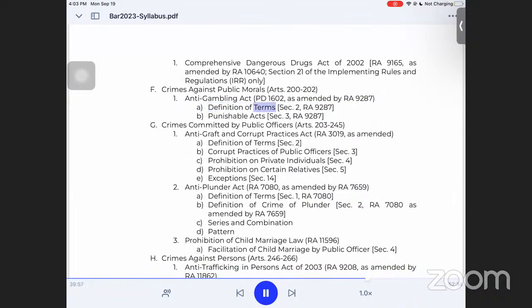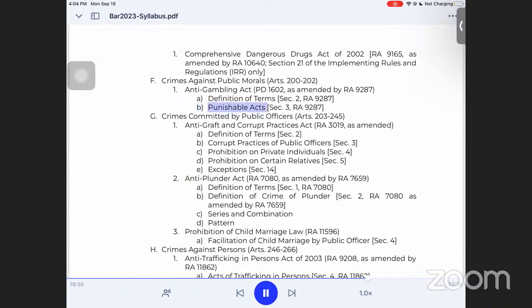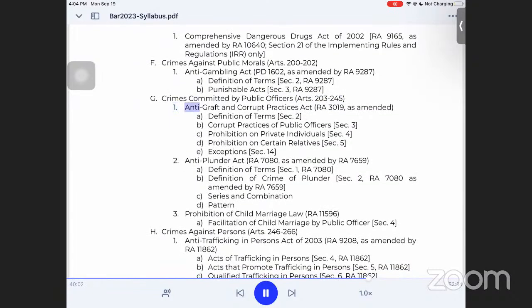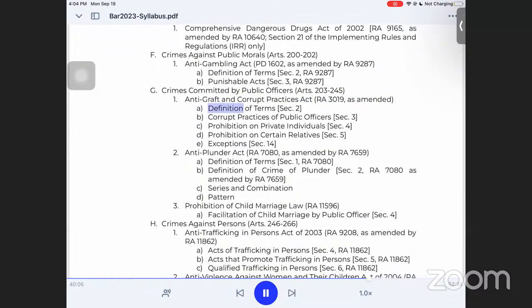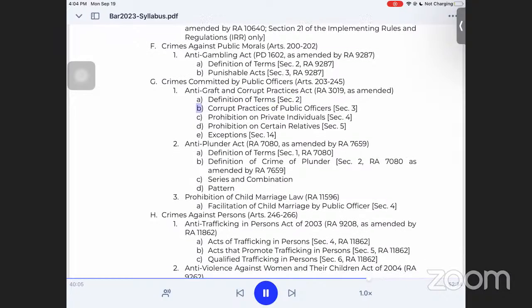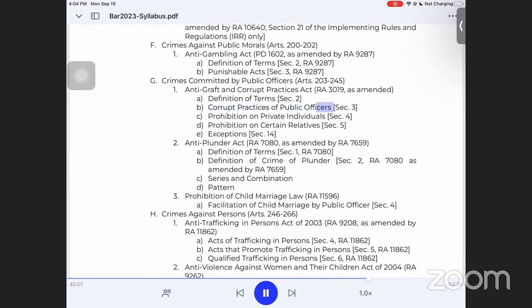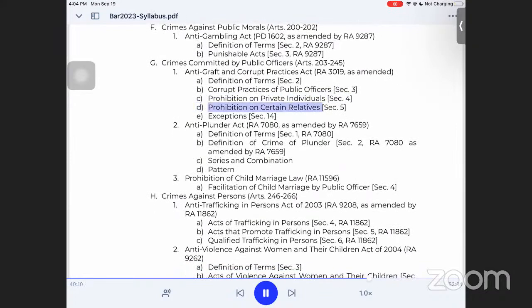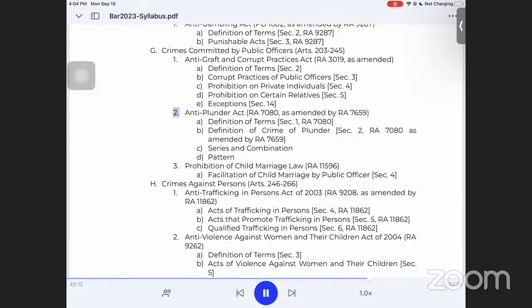A. Definition of Terms, Sec. 2, RA 9287. B. Punishable Acts, Sec. 3, RA 9287. G. Crimes committed by public officers, Arts. 203-245. 1. Anti-Graft and Corrupt Practices Act, RA 3019, as amended. A. Definition of Terms, Sec. 2. B. Corrupt Practices of Public Officers, Sec. 3. C. Prohibition on Private Individuals, Sec. 4. D. Prohibition on relatives, Sec. 5. E. Exceptions, Sec. 14.